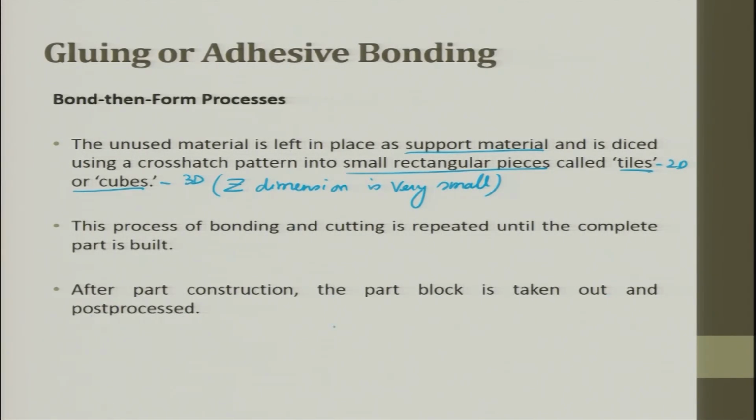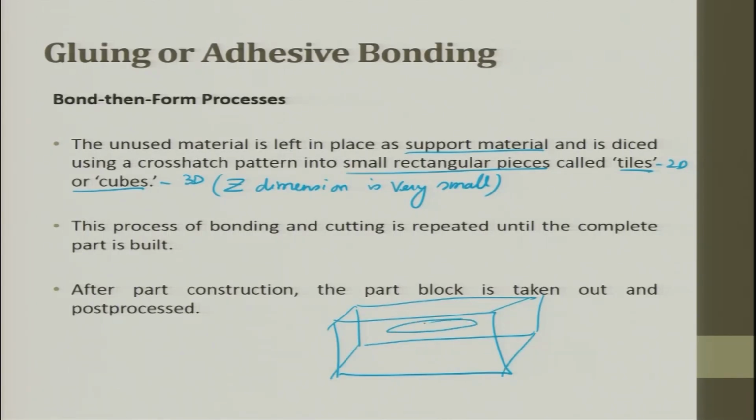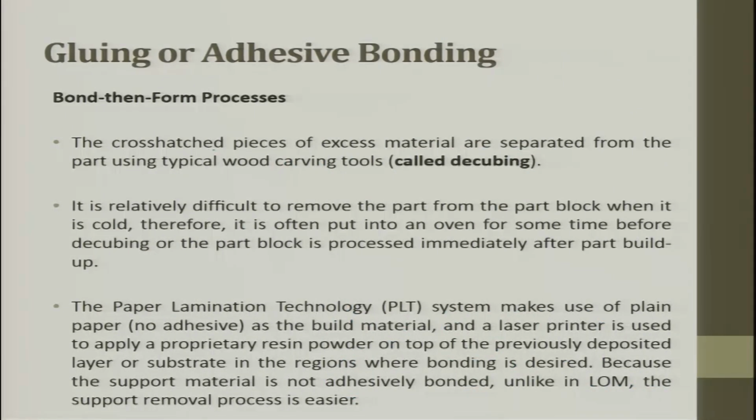Post process is, now what will happen, you will have a complete cube. In this you might have some information. So now what you do is you remove all these things and take the information out. So this is your product. The cross hatched pieces of the excess material are separated from the part using a typical wood carving tool, called decubing. So you try to break, chisel it out and remove.